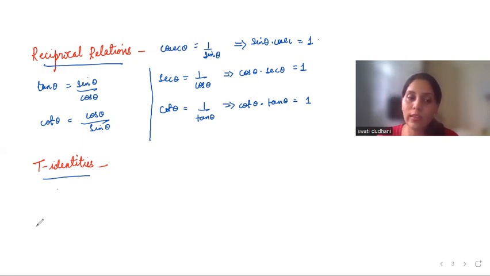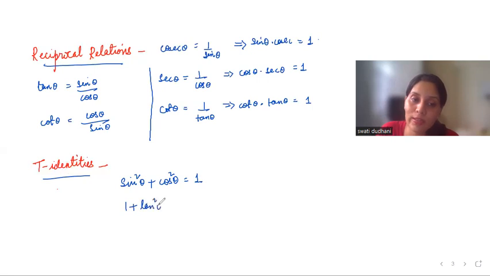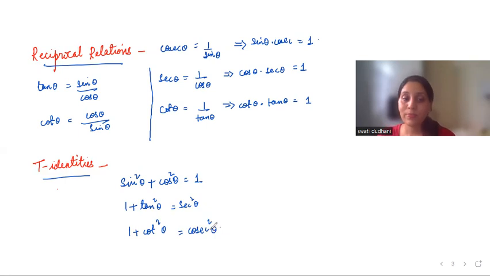Now, the next important topic is trigonometric identities, the most important. You are going to get 2 questions from this topic, which is the last exercise of your textbook. You have only 3 identities that you need to remember. Sine square theta plus cos square theta is 1. 1 plus tan square theta is equal to secant square theta, and 1 plus cot square theta is equal to cosecant square theta.